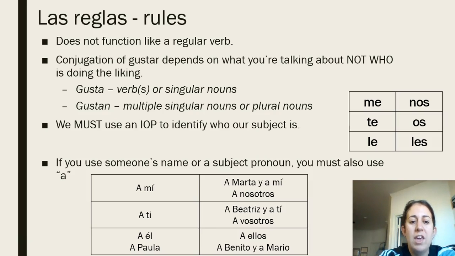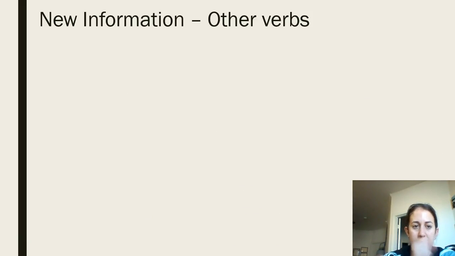And then finally, if you want to use someone's name or a subject pronoun to either specify who it is that you're talking about or emphasize who it is that you're talking about, you're going to need to use this personal a as well. I think this chart gives you some really good examples like a él or a Paula, a Marta y a mí. So I would spend some time maybe reviewing that very closely. All right, so getting to new information.